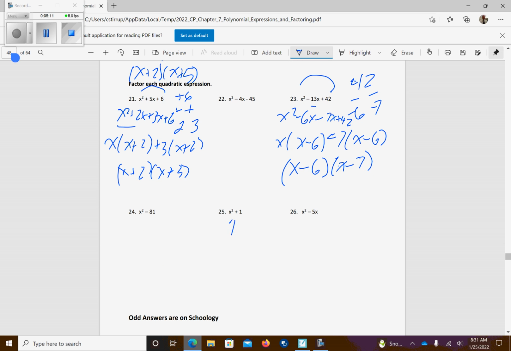25 looks like the difference of two squares, but that's a plus sign, so this is prime. It will not factor. That's it.